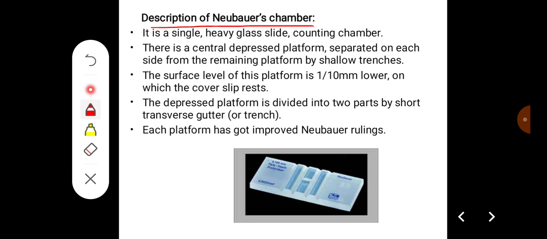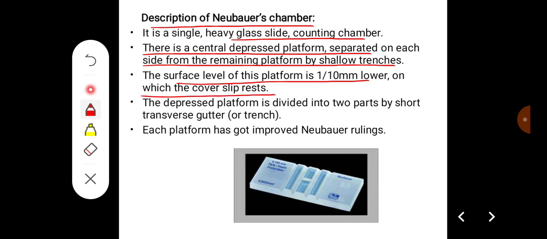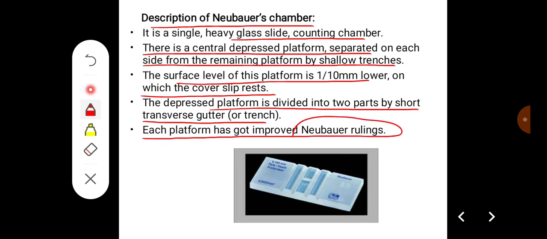Description of Neubauer's chamber. It is a single heavy glass slide counting chamber. There is a central depressed platform separated on each side from the remaining platform by shallow trenches. The surface level of this platform is 1 by 10 millimeters lower, on which the cover slip rests. The depressed platform is divided into two parts by short transverse gutters, which are called trenches. Each platform has the improved Neubauer's ruling.